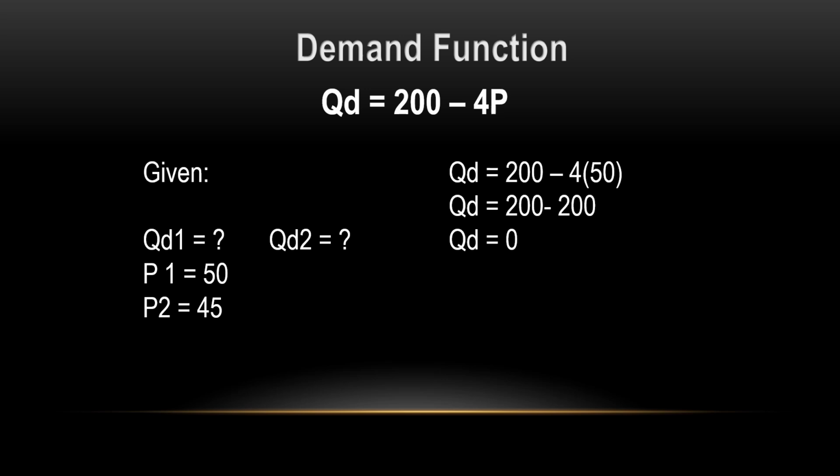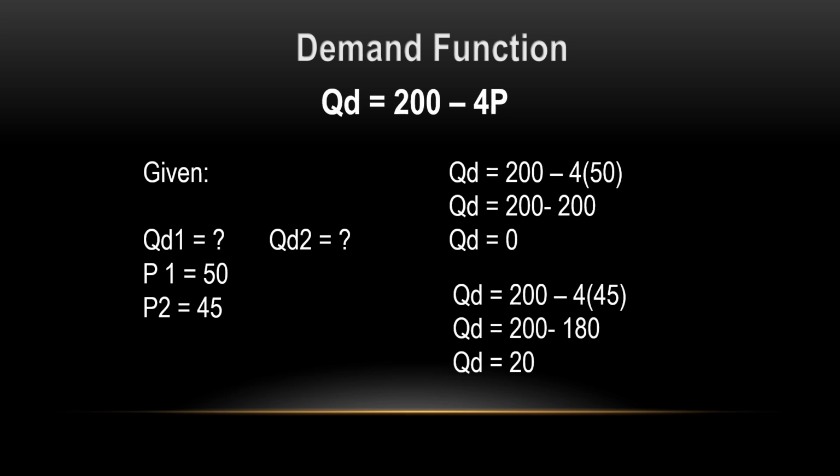Let us move on to the next given. The same demand function will be used, and the price will now be 45. So QD is equal to 200 minus 4 multiplied by 45. QD is equal to 200 minus 180. Therefore, our QD2 is equal to 20.